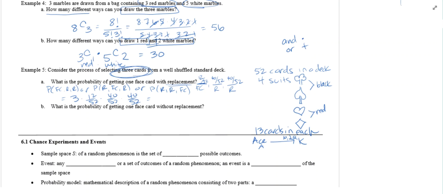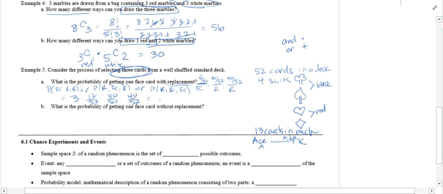Sorry, picking up where I left off. If you multiply these, there's 3 ways to do this. Then you get 0.4096. Okay. If we change it and do it without replacement, then we still have 3 ways of doing this.